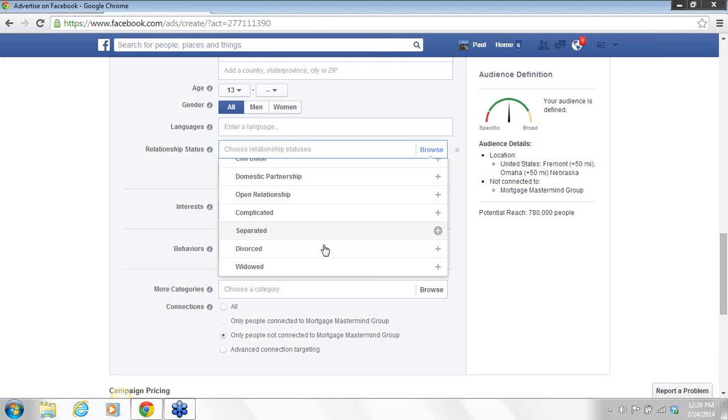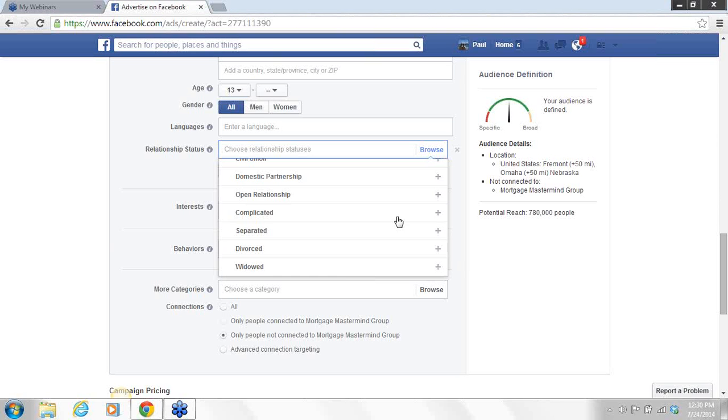Separated and divorced, that can possibly be a good one, especially the divorced. You've got two couples, they're splitting their marital assets, a lot of times selling a home, and then you've got two people that are in the market to purchase a home. And I don't mess with widowed. I just haven't done it. I don't know why.